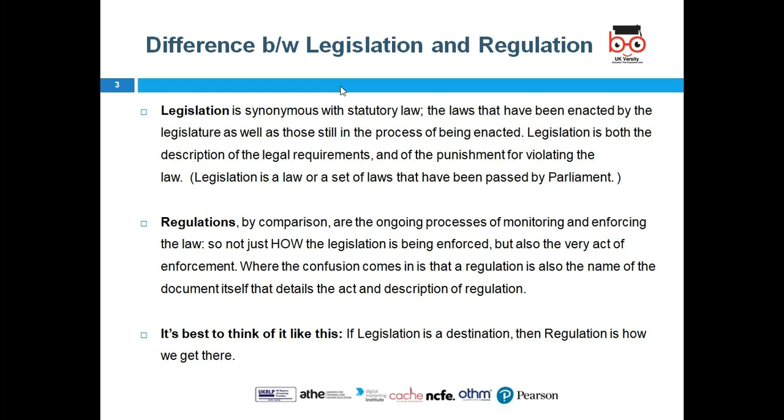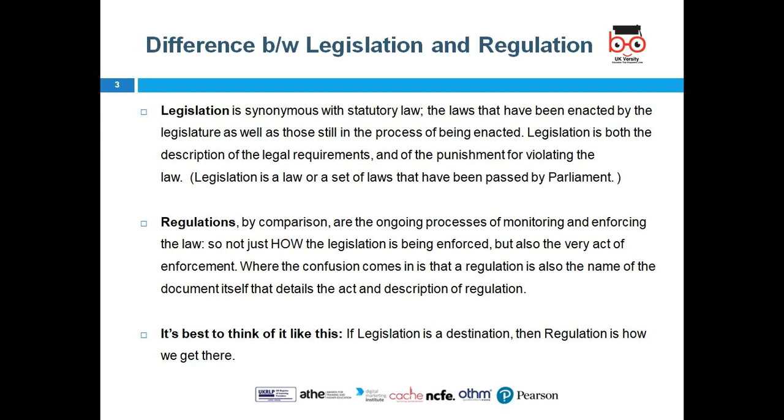So not just how the legislation is being enforced, but also the very act of enforcement. Where the confusion comes from is that a regulation is also the name of the document itself that details the act and the description of the regulation. Okay, so in simple words, the regulation is the process of monitoring and enforcing the law.